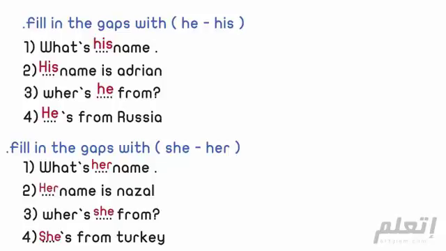Now, I want you to listen carefully and repeat after me. What's his name? His name is Adrian. Where's he from? Where's he from? He's from Russia.